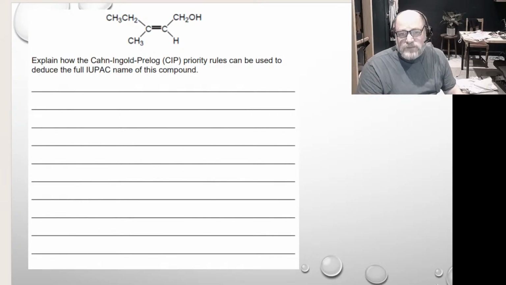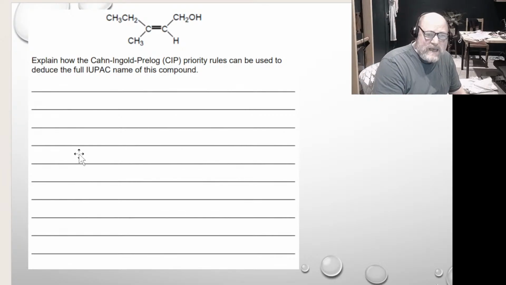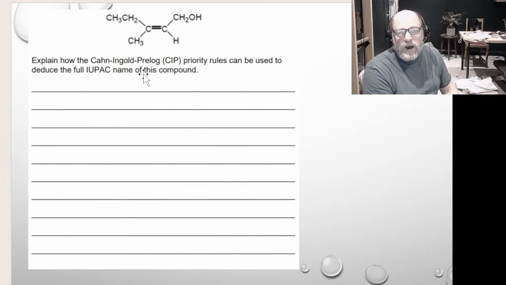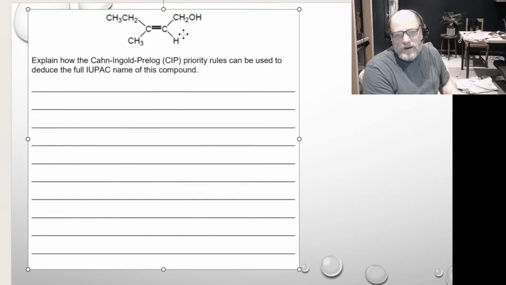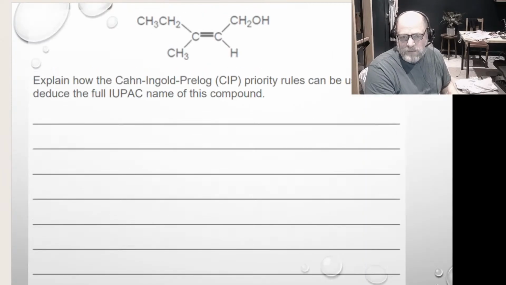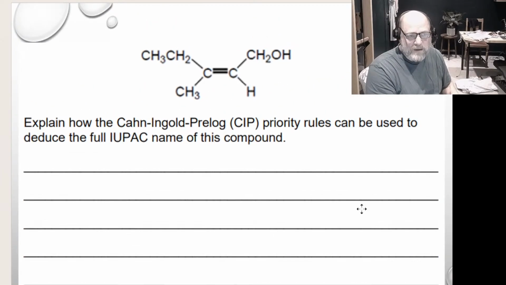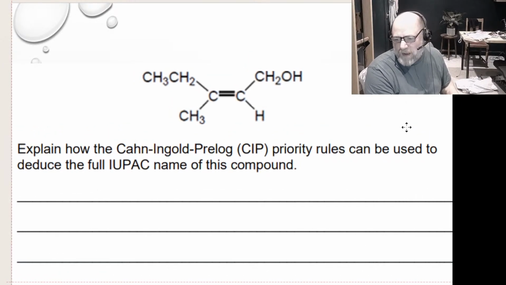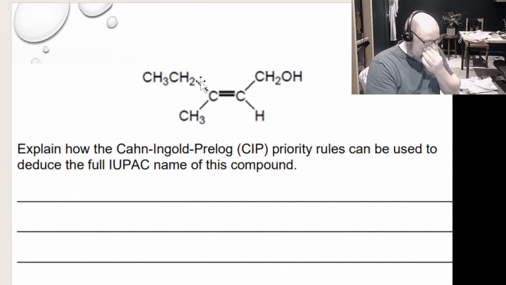So it's a 6 marker, and it basically says explain how the Cahn-Ingold-Prelog (CIP) priority rules can be used to deduce the full IUPAC name of this compound. Now what I need to do is just make this bigger, because you might not be able to see that on your screen. So, how would you name this?